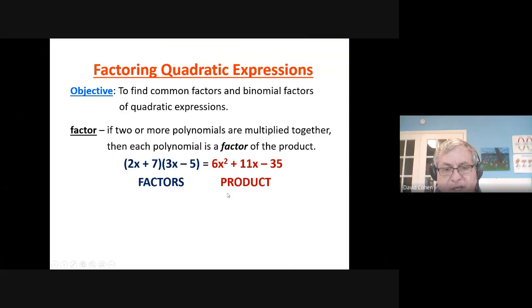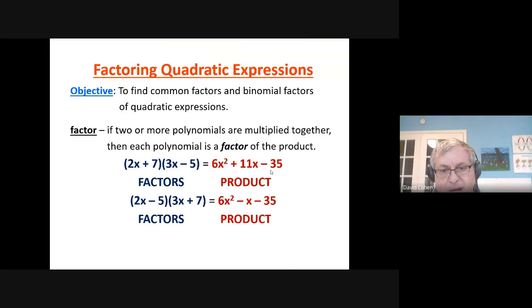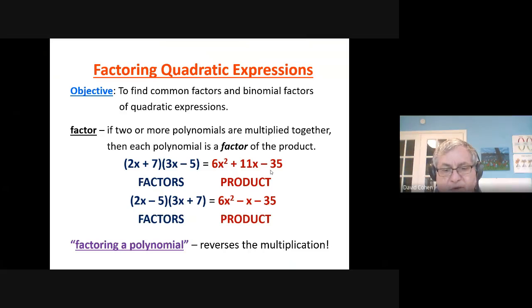Factors include two binomials. The product is a trinomial. It has tri, or three, remember tricycle, three parts: the ax squared, the bx, and the c. You'll notice that we've slightly changed the constants, and we get a different product on the right when we do that. Factoring a polynomial reverses the multiplication. So we go from product into factors.